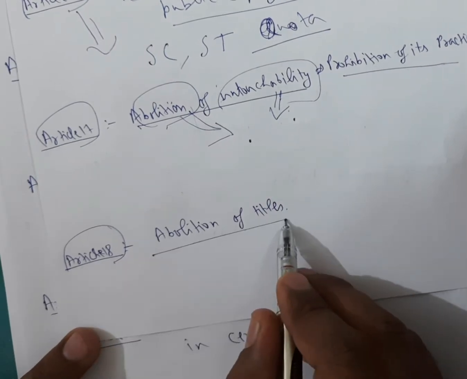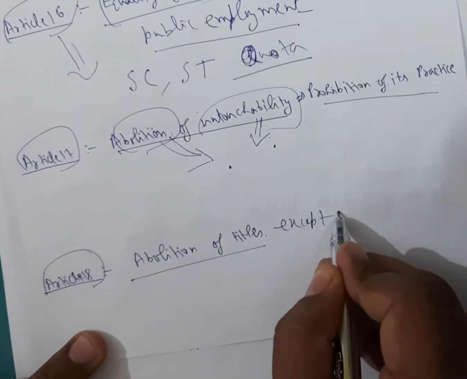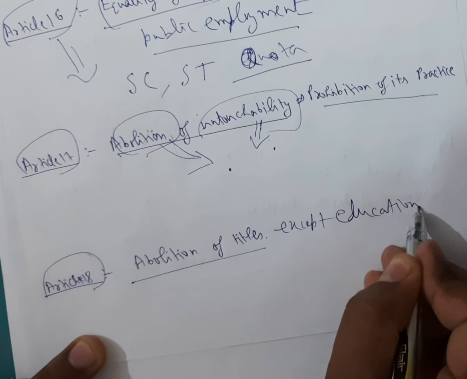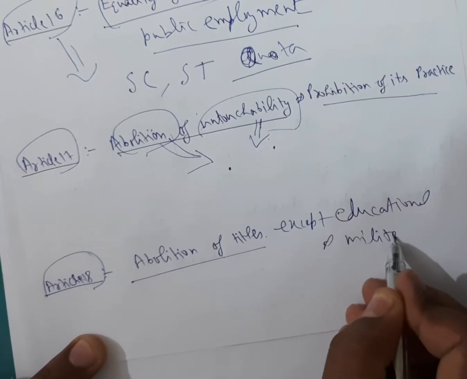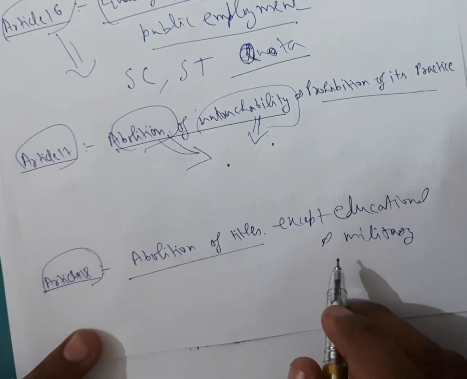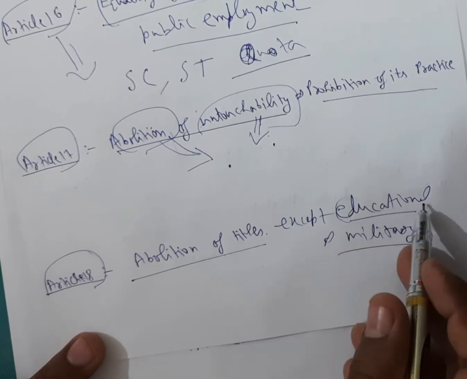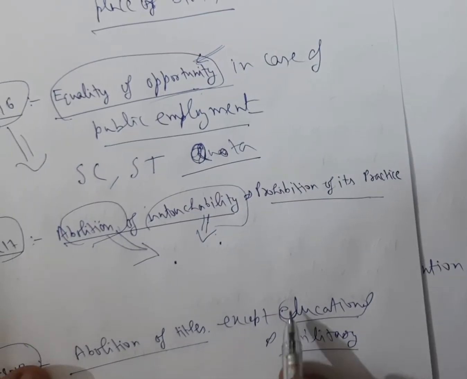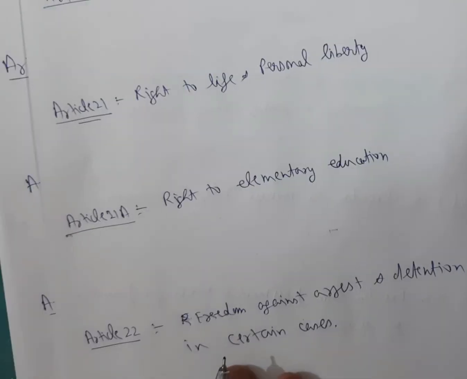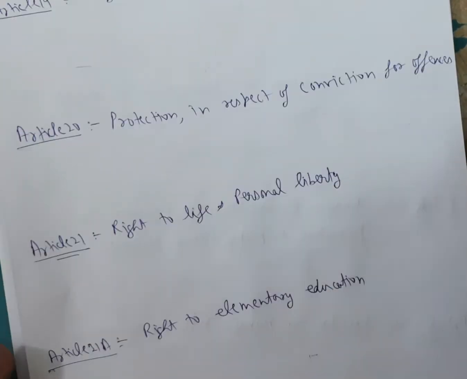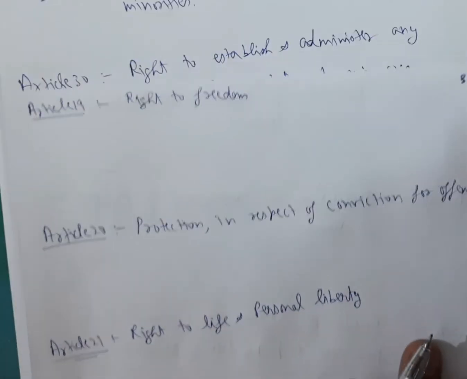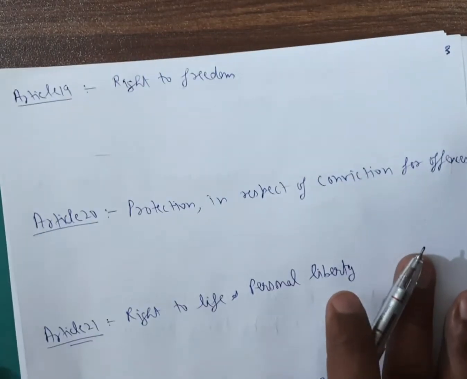That's abolition of titles except educational and military. Like Maharajas, Rajas, Nawabs, they are all abolished. Now only educational and military titles remain, like Lieutenant General or the doctor for the doctorate degree. And then we go on to Article 19 to Article 22, which are the right to freedom. Okay, so we go on to the right to freedom.